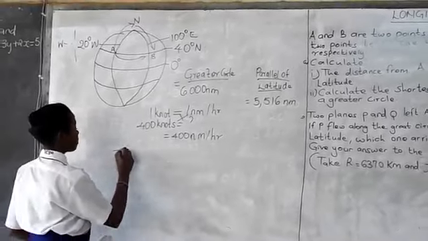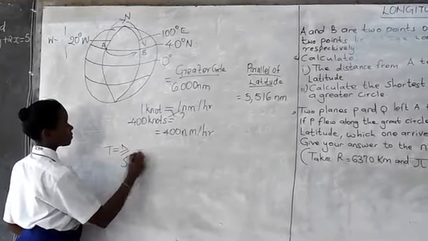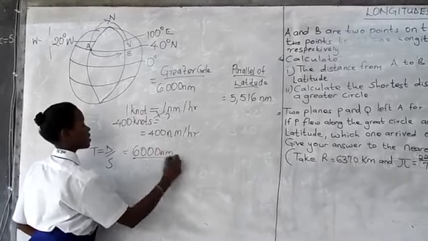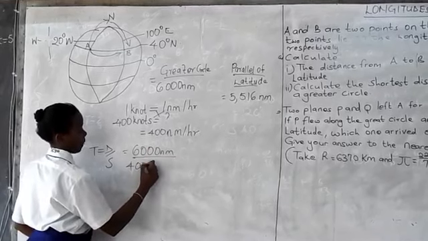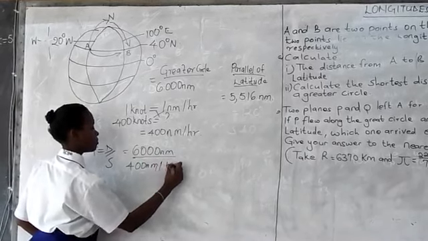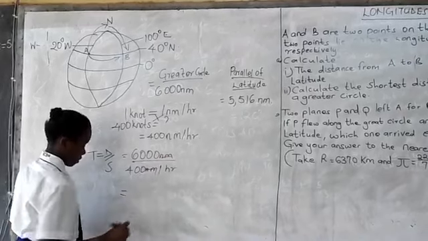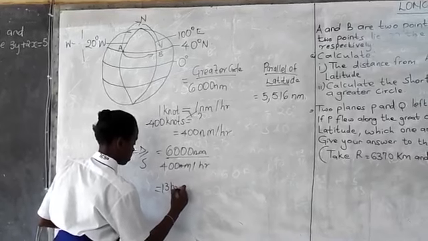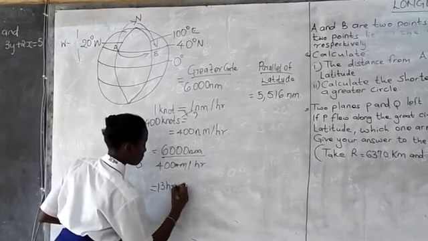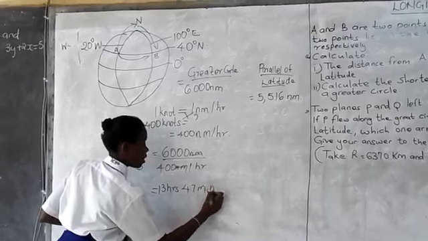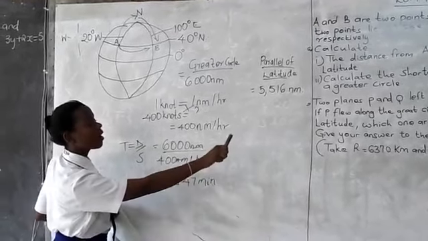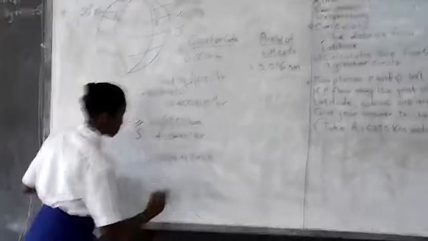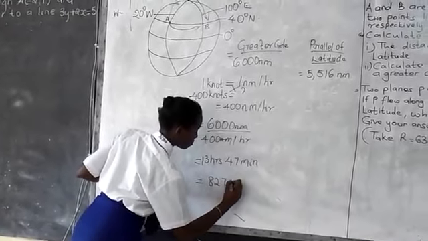Time will be distance over speed. Our distance here is 6,000 nautical miles over our speed, which is 400 nautical miles per hour. You get 13 hours and 47 minutes. And then we change into minutes because our question requires the nearest minute. When we change to minutes, we get 827 minutes.